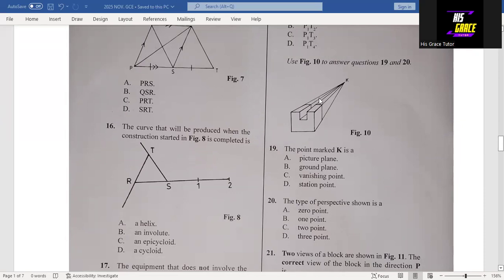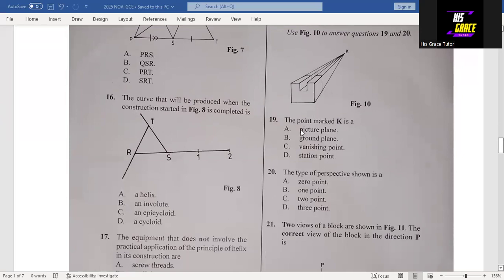So we have to use this diagram to answer questions 19 and 20. Question 19 says that the point marked K is a vanishing point. That is option C is the answer to the question. Then the type of perspective shown is a 1-point perspective. That is option B is the answer to question 20.